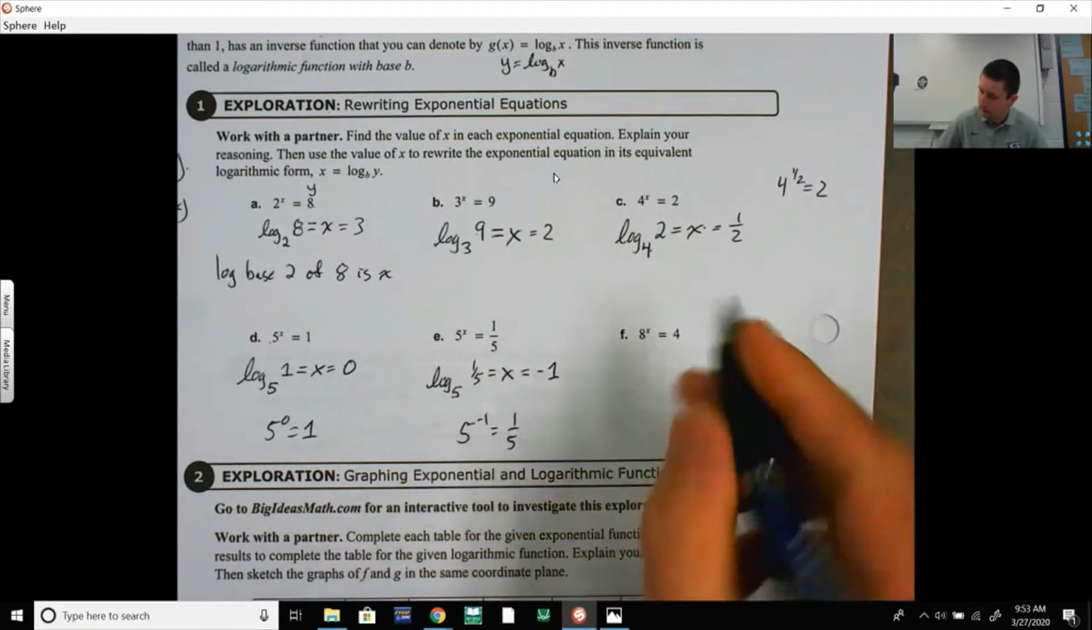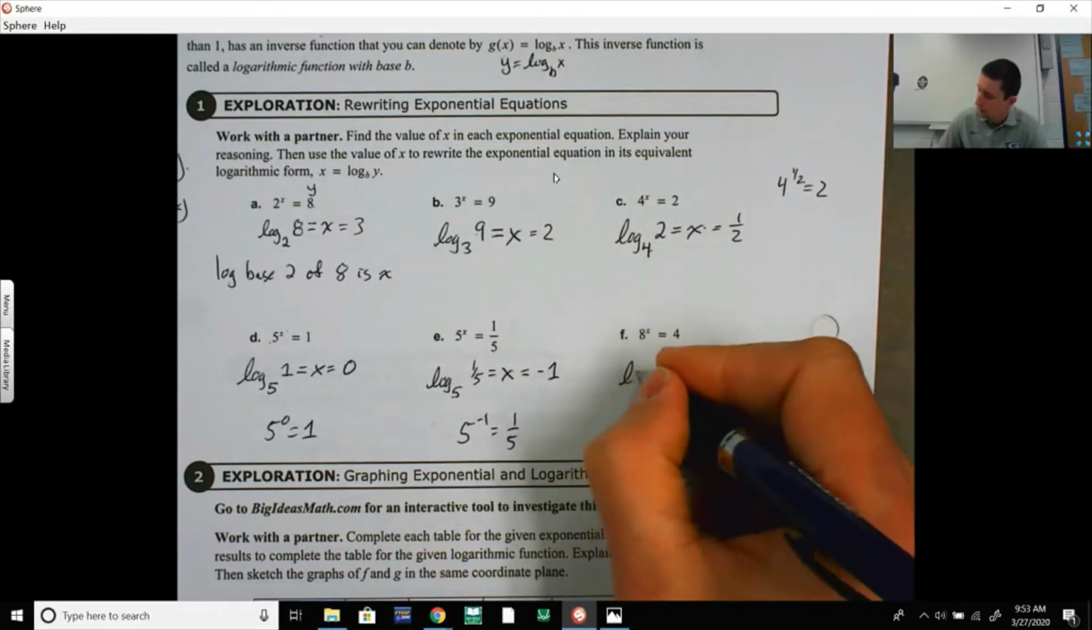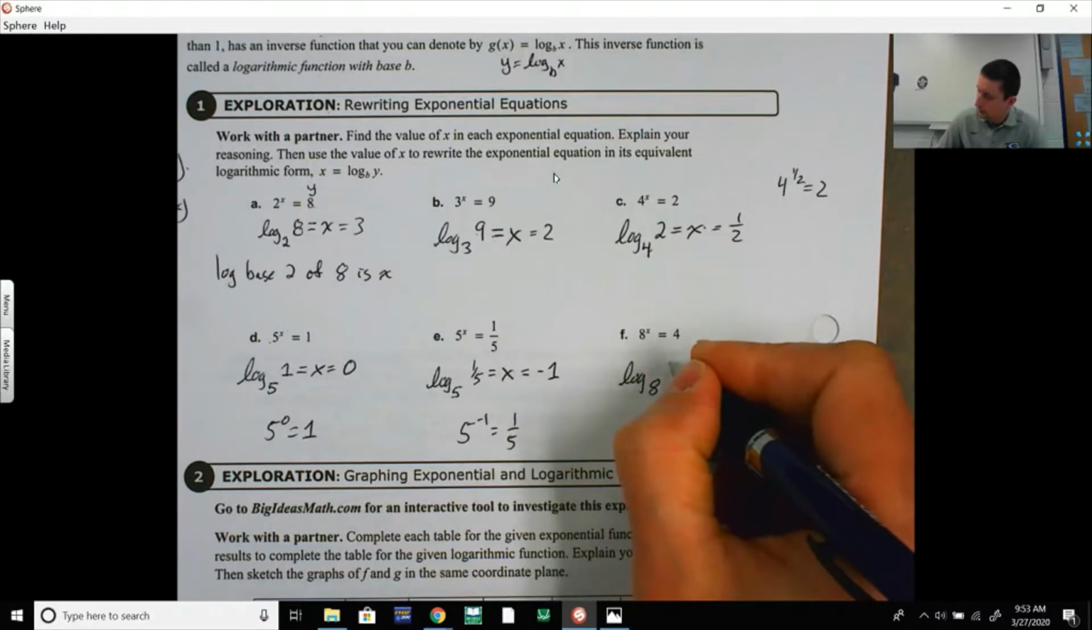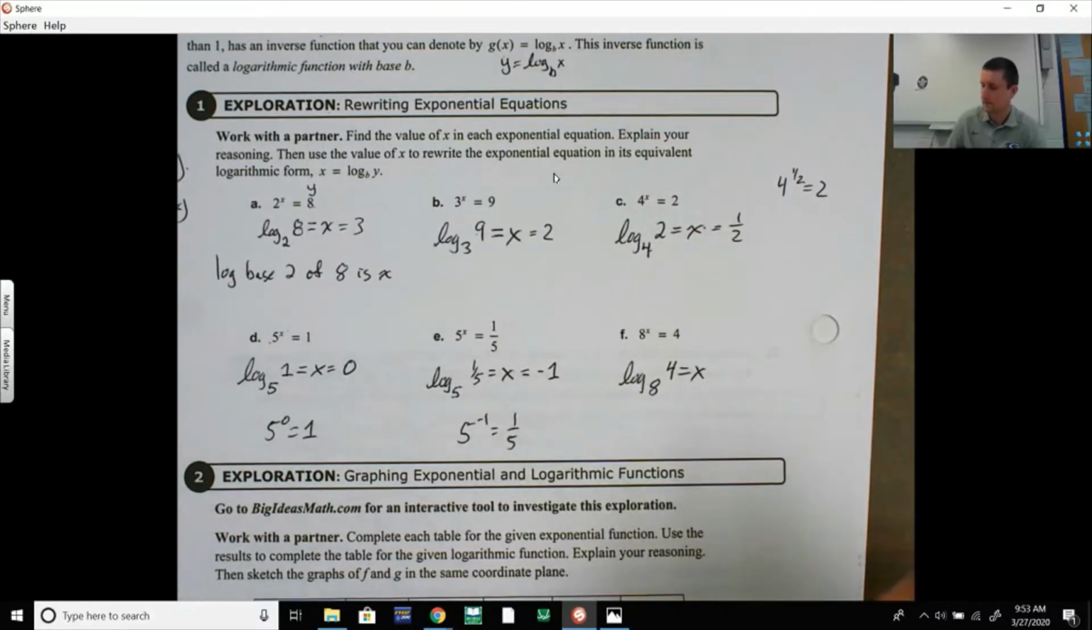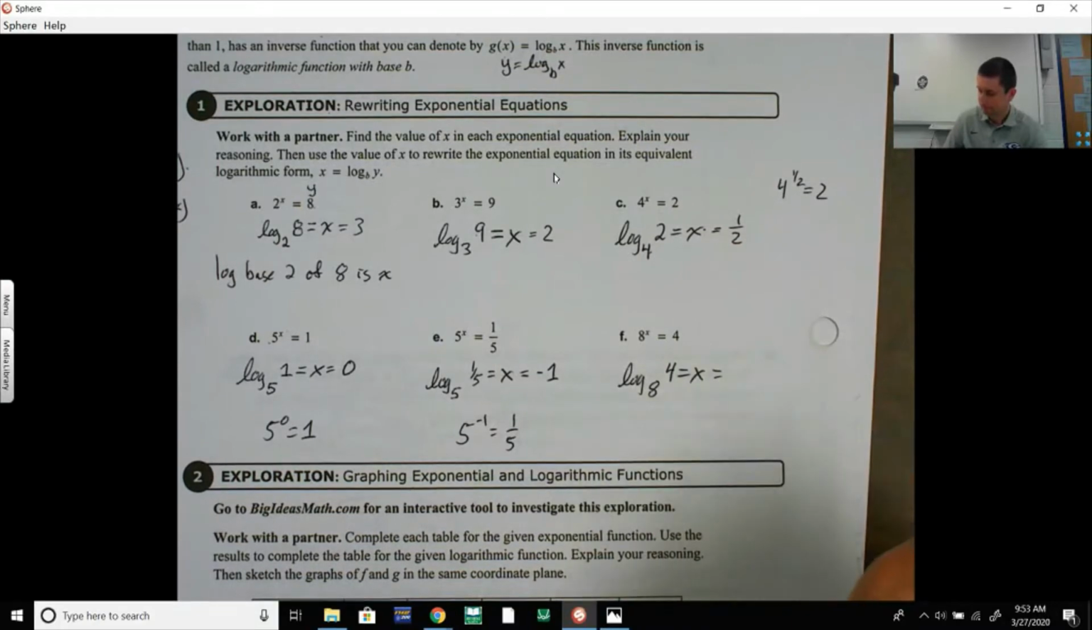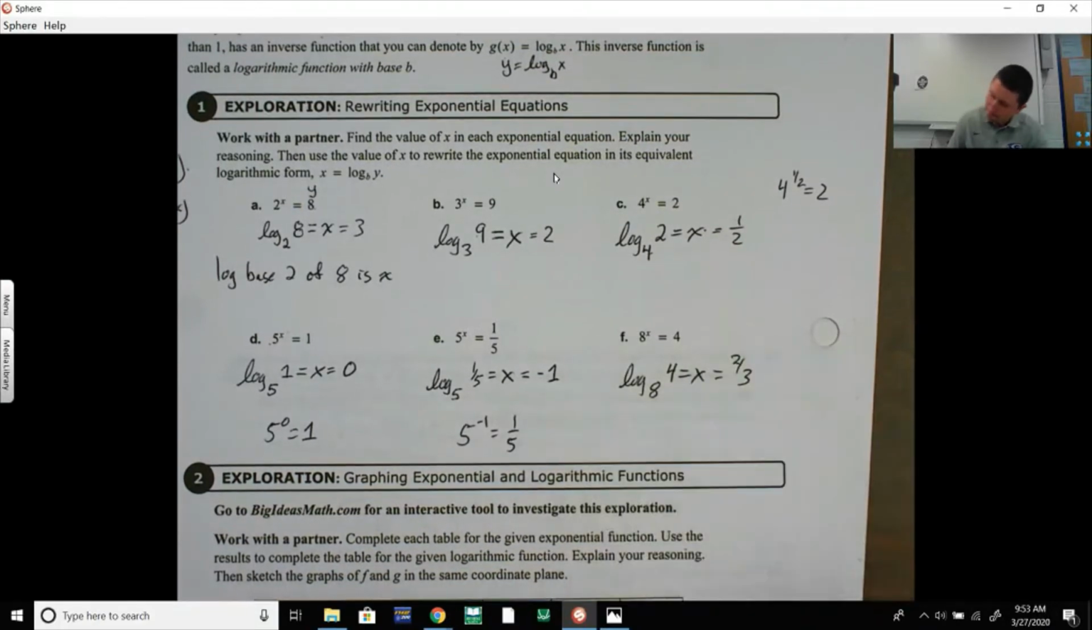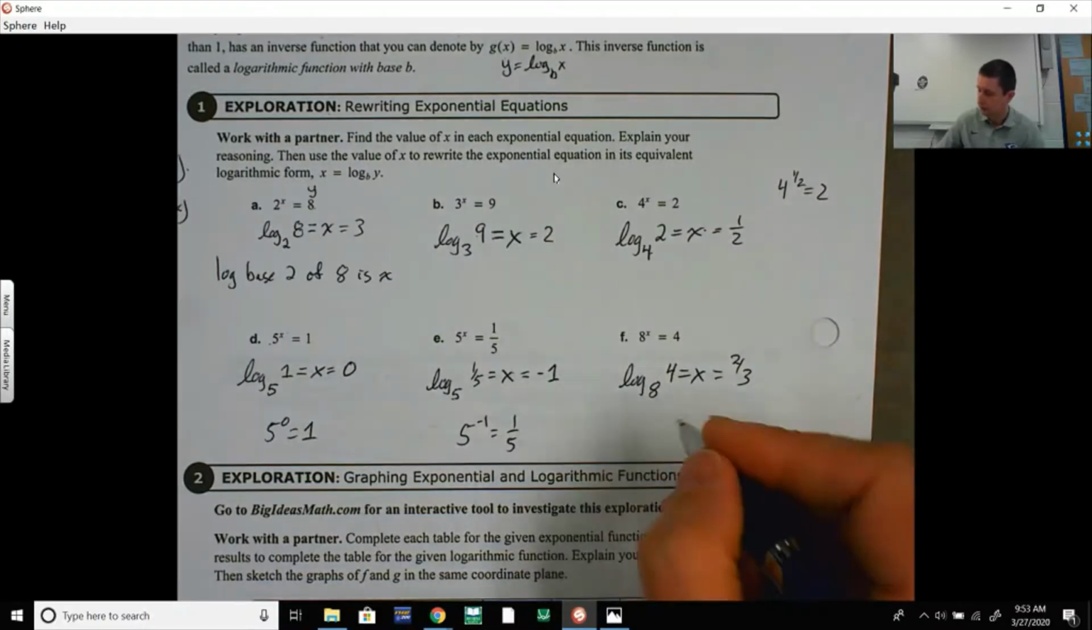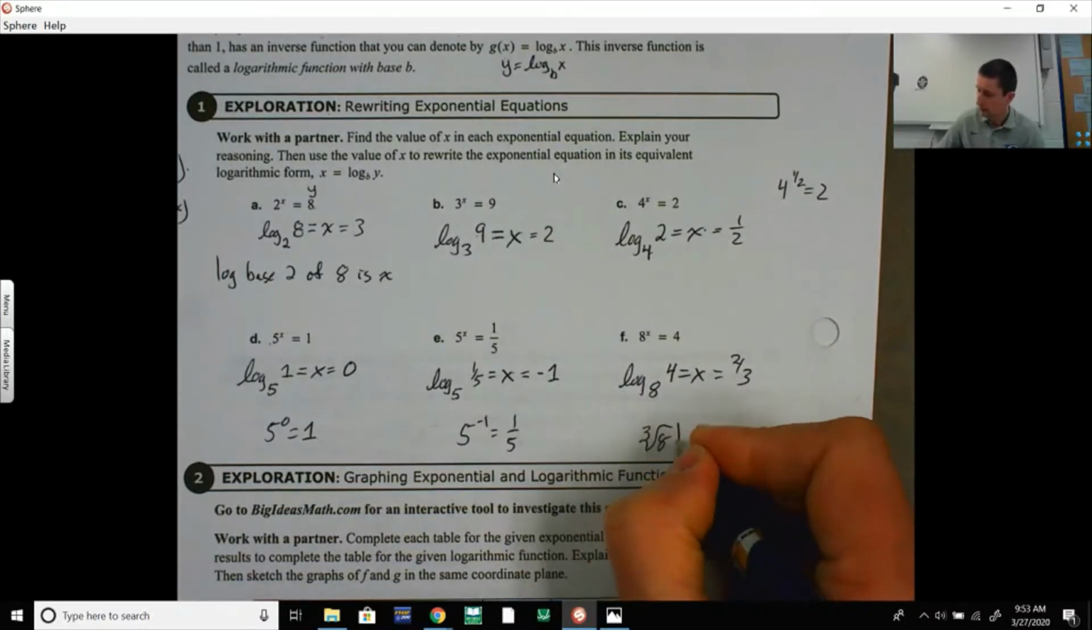You see, getting the hang of this? Ooh, this would be a tricky one. Log base 8 of 4 equals x. I'll just tell you, that is going to be the 2/3 power. Okay, 8 to the 2/3. It's the cube root of 8 squared equals 4.